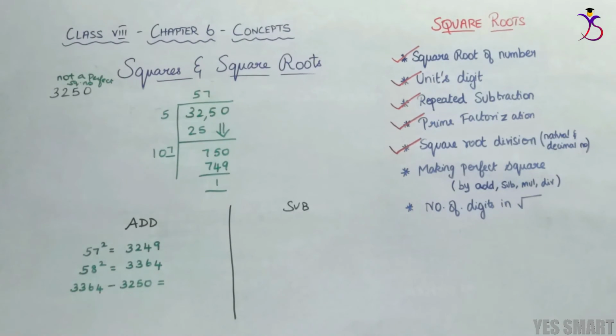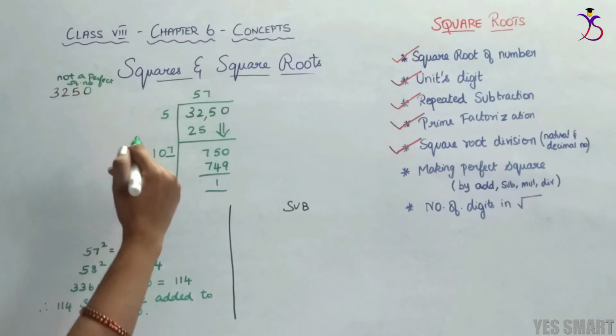So I'm just subtracting 3364 minus 3250, which is 114. Therefore 114 should be added to 3250 to make it a perfect square number, because we already knew that the next perfect square number which is greater than 3250 is 3364. So we need to make the 3250 to 3364. In order to do that, we need to add 114 to 3250.